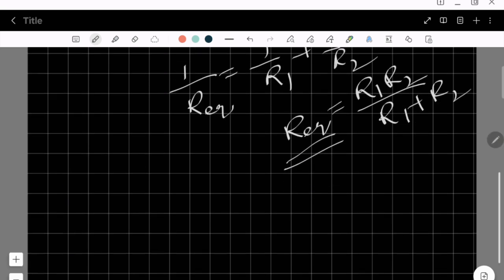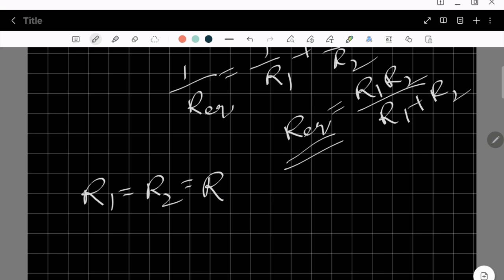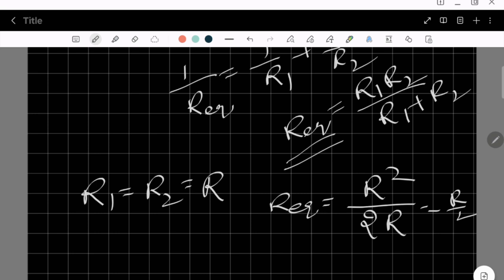Now a special case is when R1 is equal to R2, that means both parallel resistors are the same. Then R equivalent is R1 equals R, R2 is also R, so you get R squared by R plus R, which is 2R, that means R by 2.